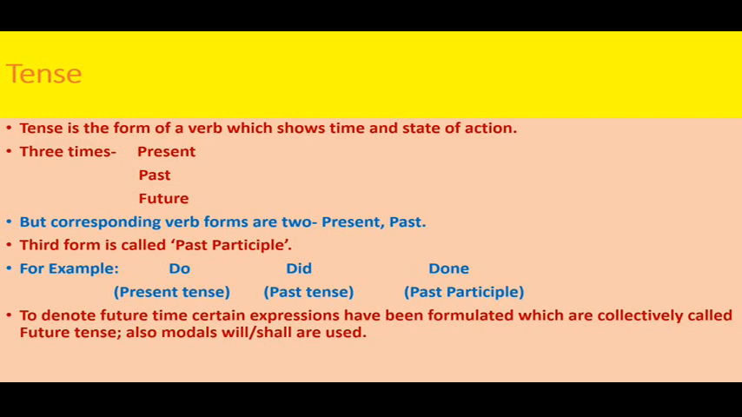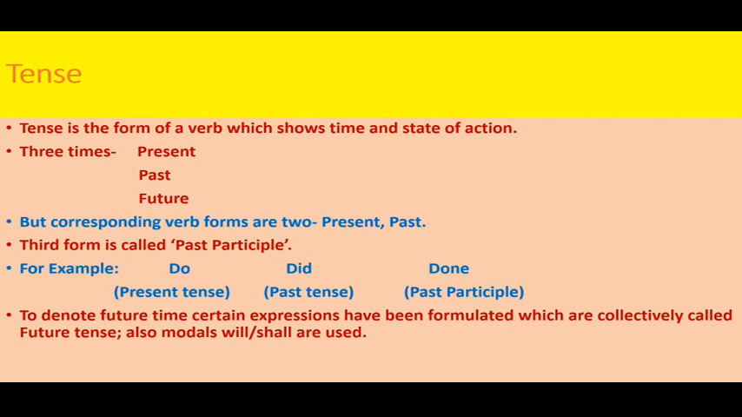Students, tense is the form of a verb which shows time and state of action. It means that a verb is an action word, and when this action word also shows the time of action, then it becomes tense. Now as you know, there are three types of times, that is present time, past time and future time. So the word corresponding to these times becomes the tense.